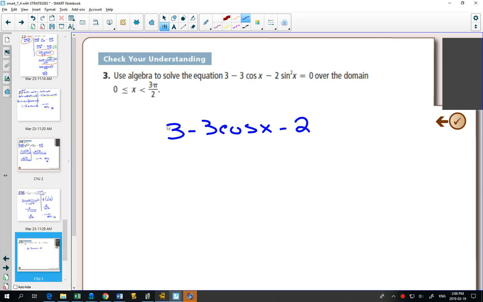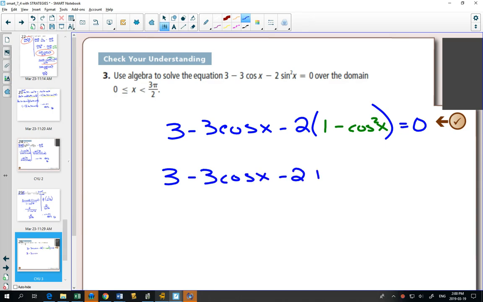I'm not going to write the sine squared. What could I write instead of sine squared? 1 minus cos squared. And if I make that substitution, now my equation only has the trig function of cos. I have some like terms, so if I distribute that 2, then I have some like terms here.